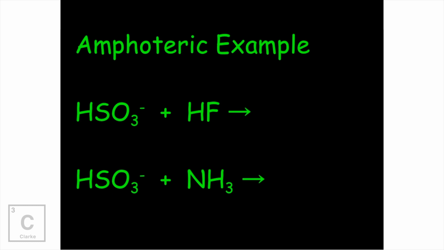For example, real quick before we do this, bisulfite, we could have bisulfate. We could also have bicarbonate. Okay, see what I'm saying? A polyatomic ion that begins with a hydrogen can be an amphoteric substance. Let's look at this first example and prove how HSO3- can be amphoteric.